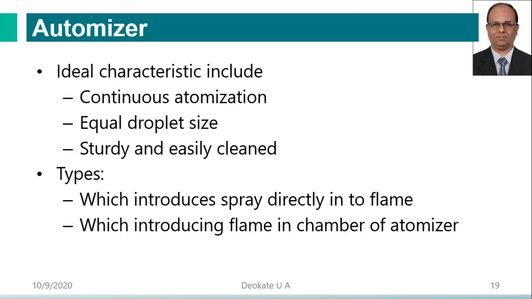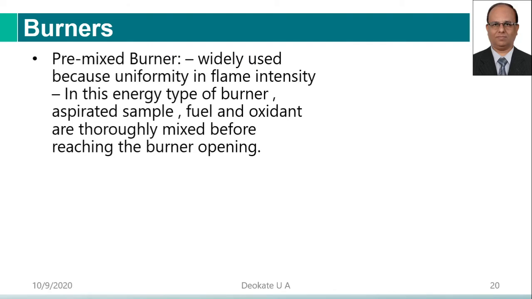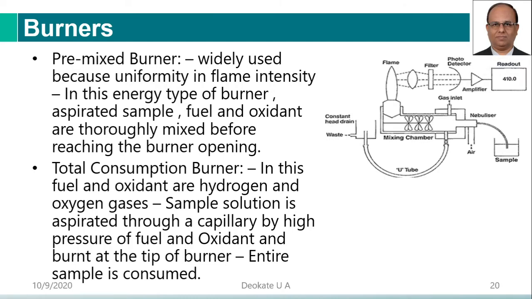There is a mix chamber where the mixing will happen. Then it is allowed to enter into the burner system. Okay, so now the atomizer is generally attached with the burner itself only. So we have two types of burner systems. One is called a premix burner, okay, premix burner, and another one is your total consumption burner. So premix burners are widely used because of uniformity in flame intensity. In this type of burner, the aspirated sample, fuel and oxidant are thoroughly mixed before reaching the burner operation.